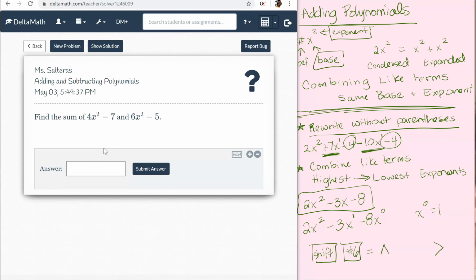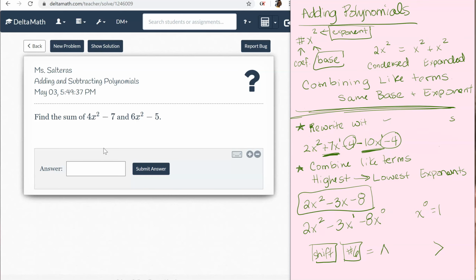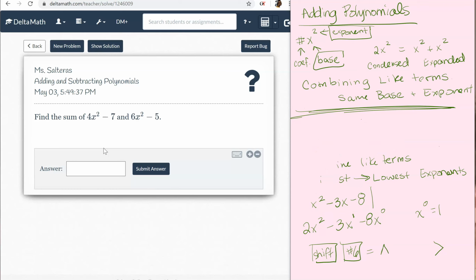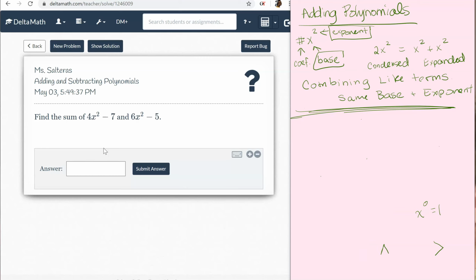So I'm gonna go ahead and erase this so we can start over, so we have our space to do our work. Sometimes with adding polynomials, the one thing that you guys will make mistakes on is just regular addition and subtraction. So just go back, make sure you're adding correctly and combining like terms correctly.